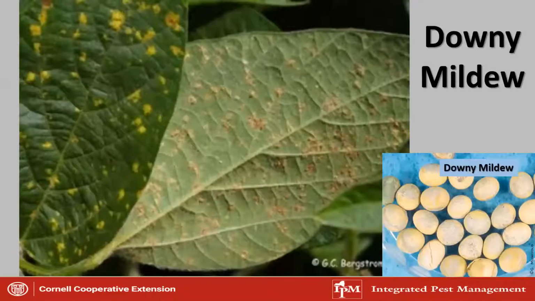And so let's go ahead and get started with downy mildew. This is a foliar disease that probably most of you are quite familiar with. It tends to show up just about every year as long as it's not super hot and dry out. And it's problematic not only because it causes cosmetic issues on the leaves that can affect photosynthesis, but it also, under severe infection, can cause seed quality issues, which is what you see in the image on the lower right there.